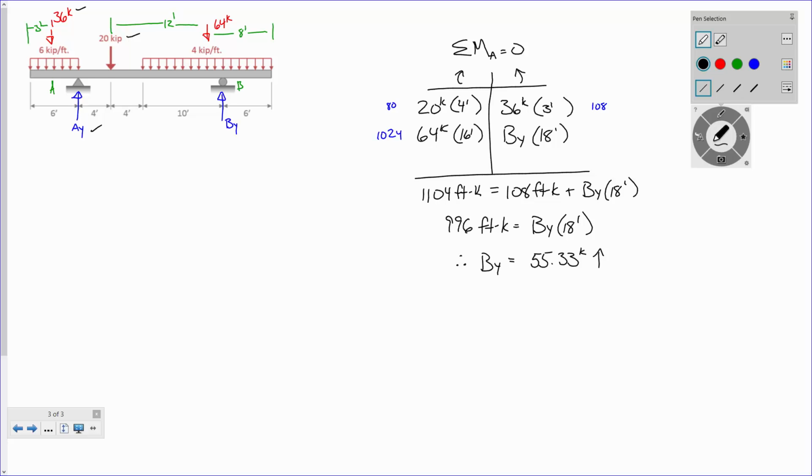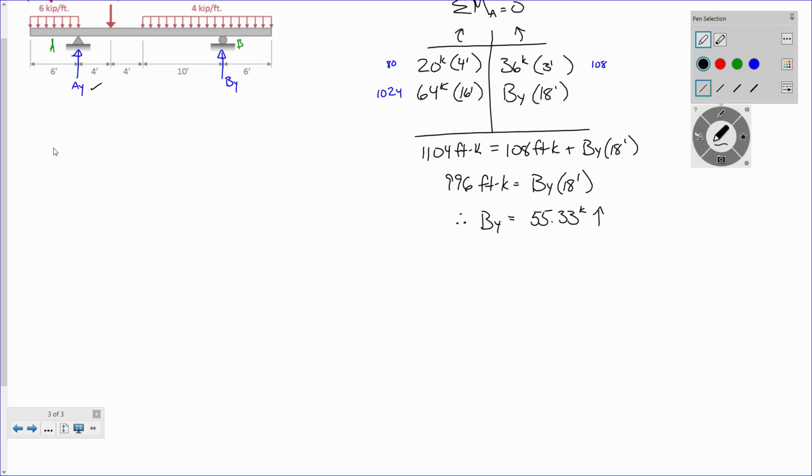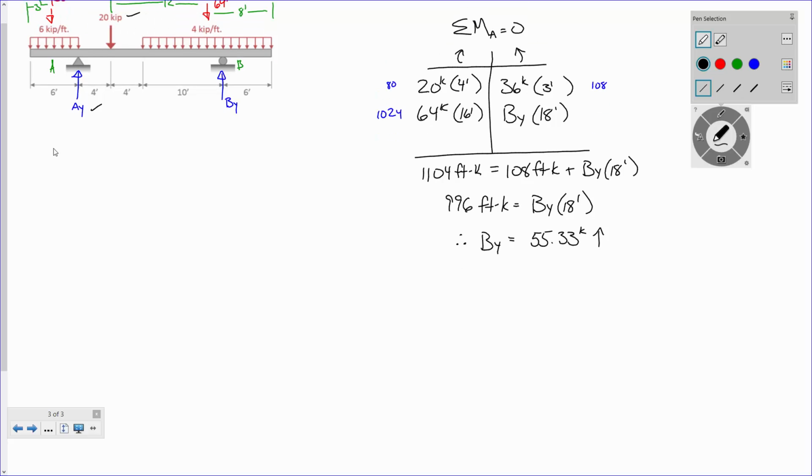So far, so good? Y'all like the table? Some people like it, some people don't. You all have the problem in front of you, so I'm going to scroll down a little bit. We've got moments about A, so what's left? Before I forget, I'm going to write 55.33 kips on the diagram up there.